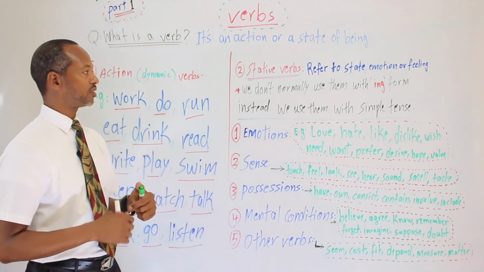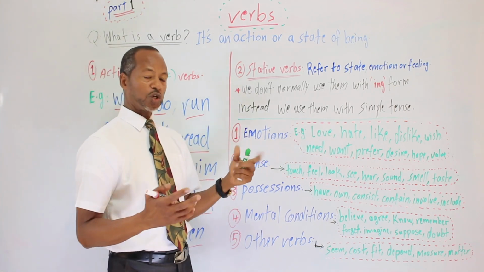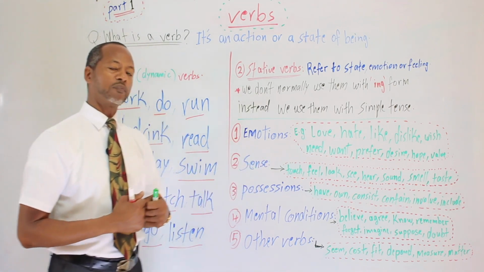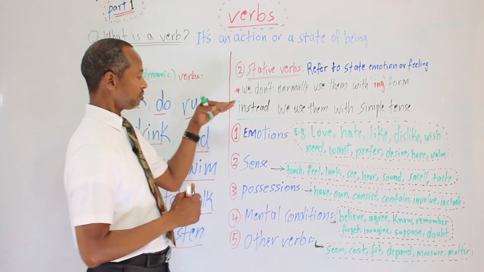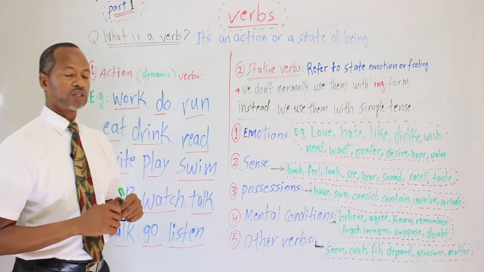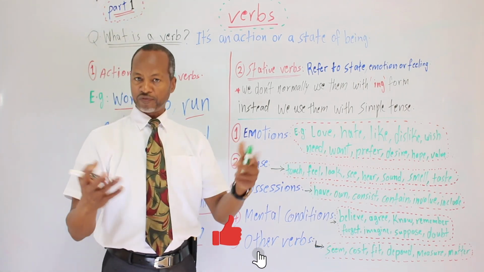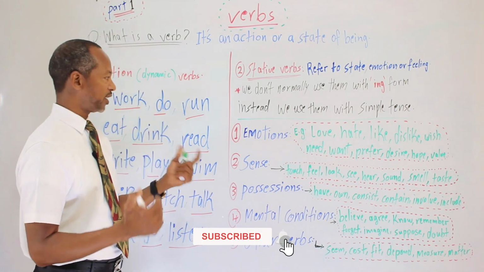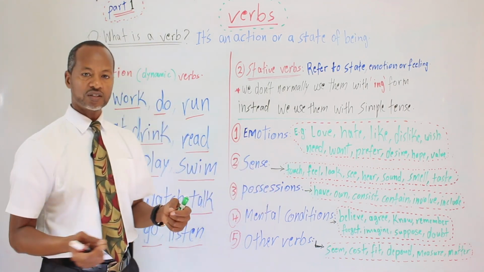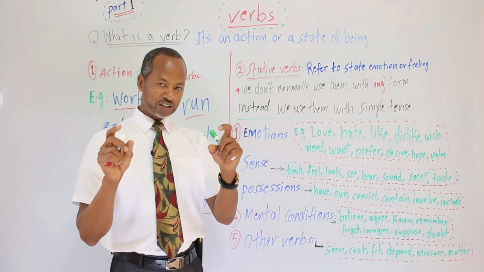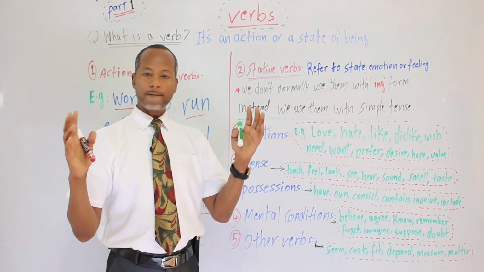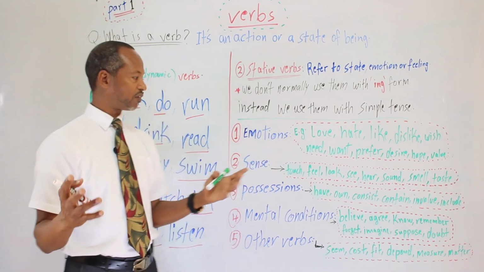What do stative verbs mean? They usually refer to states, emotions, feelings. That's what we call stative verbs. Okay? We don't normally use them in the ing form, like continuous forms or progressive forms, sometimes we say. Instead, we use them with simple tenses, simple past, simple present. Remember that, okay? But English has many exceptions. There are some exceptions, of course.